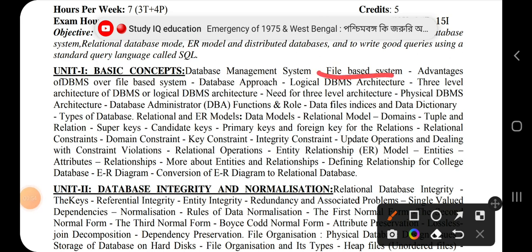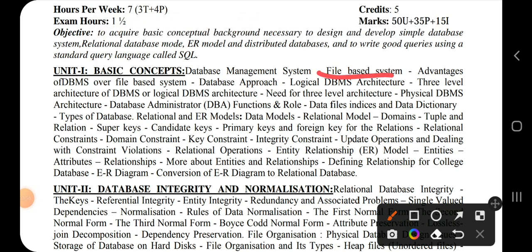And after this, one more question I could expect from this first unit is the file-based system. File-based system versus DBMS. They will be asking you the differences between the file-based system and DBMS. You need to elaborate the differences that you could find in both of the systems.